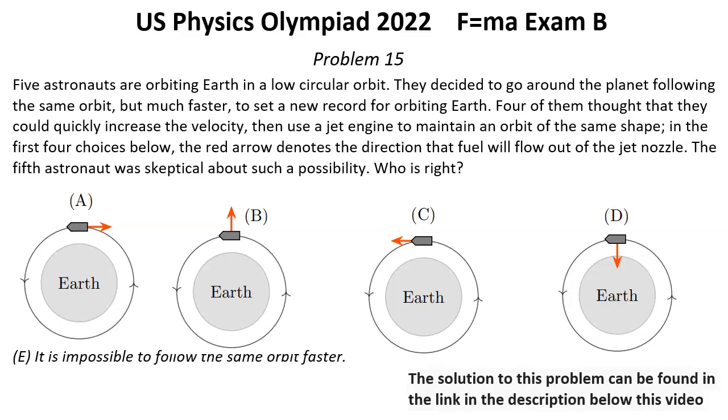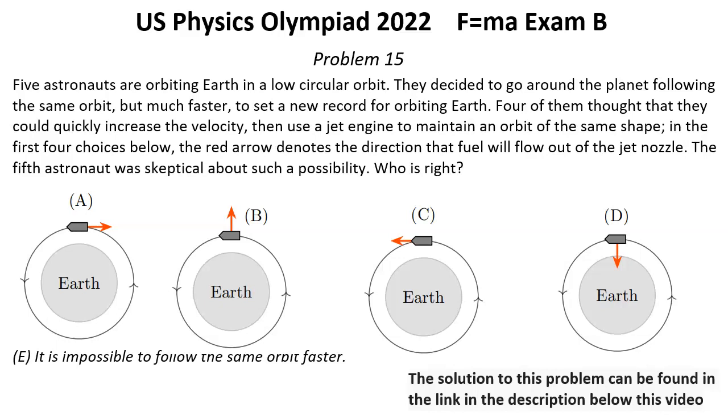Problem number 15. Five astronauts are orbiting Earth in a low circular orbit. They decided to go around the planet following the same orbit but much faster. To set a new record for orbiting Earth, four of them thought that they could quickly increase the velocity, then use a jet engine to maintain an orbit of the same shape.